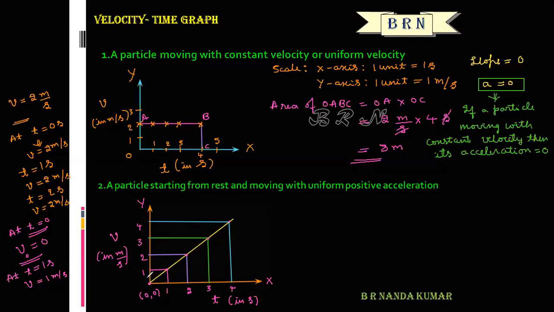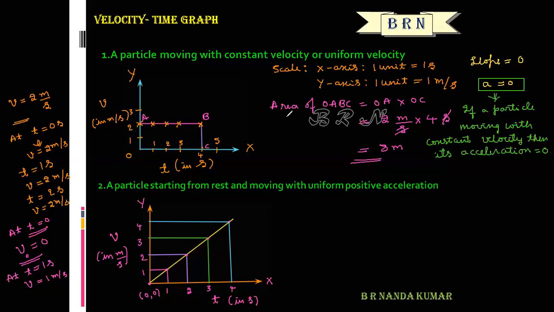After that, its velocity changes by equal amounts in equal intervals of time. Here, the particle starts from rest, and after that its velocity changes by equal amounts in equal intervals of time. That means the particle is moving with uniform positive acceleration.